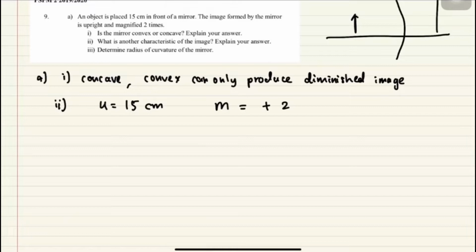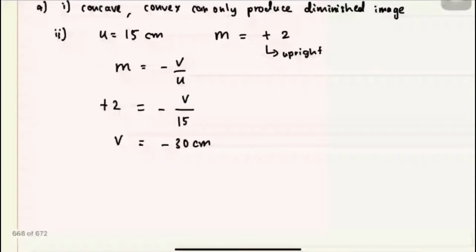Okay, kita say notes ni. So I can write V ni sebagai negative 30. So from this part, because the value of V is negative, the image characteristic is virtual. So this is another one lah. So selain daripada upright, magnified, dia adalah virtual.